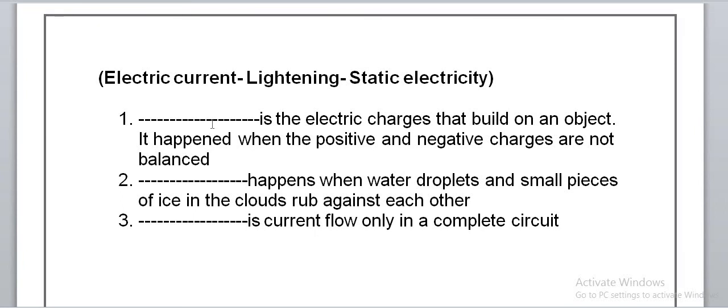What is the electric charge that builds on an object when positive and negative are not balanced? It is static electricity. And what happens when water droplets and small pieces of ice rub against each other? This is lightning that happens in the sky. The third one is the current flow. Flow means movement in one complete circuit. It is the electric current. Thank you guys so much and I hope you enjoyed the session for today.